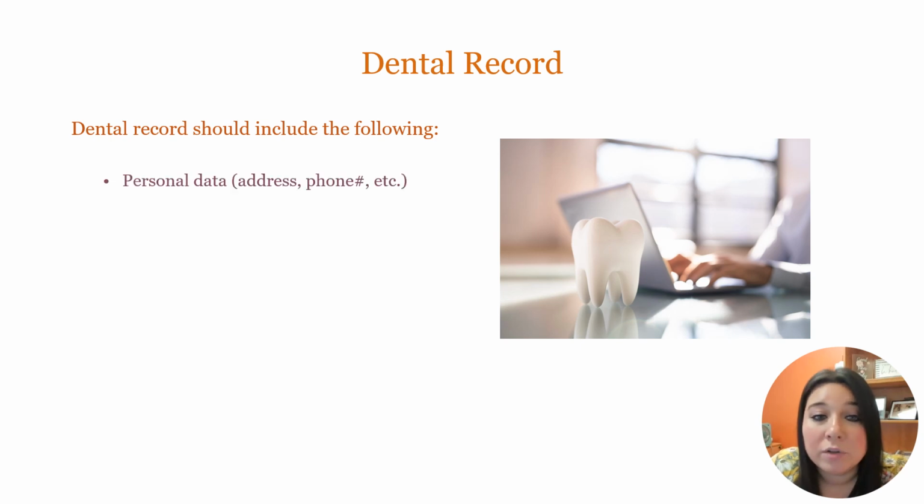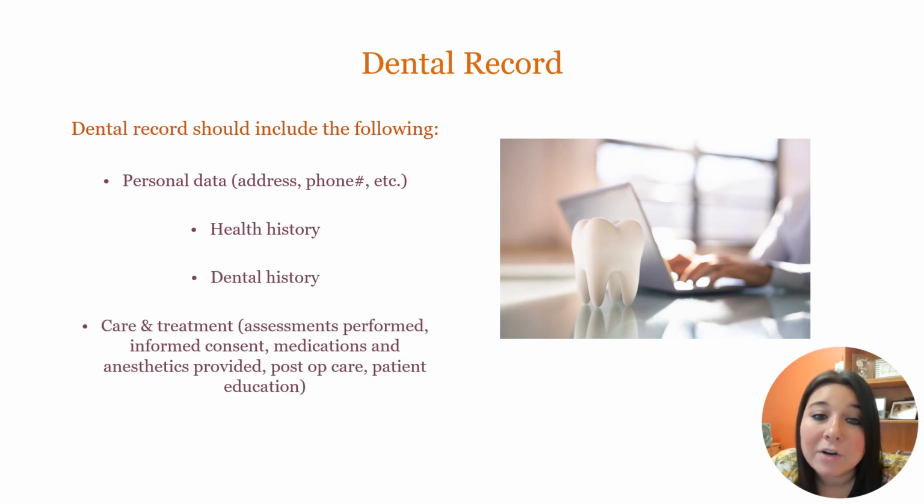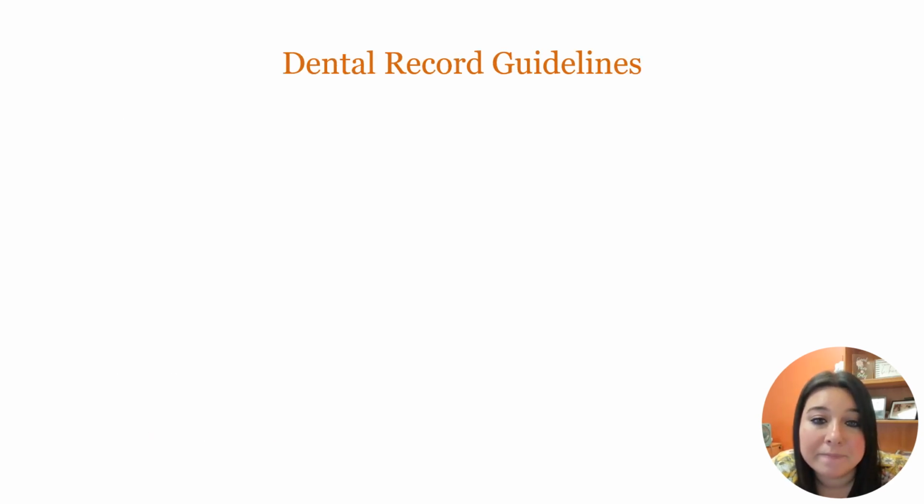Dental records should include the following: personal data, so their address, their phone number, ways to contact them, their health history, their dental history, care and treatment, so any assessments that were performed, anytime they give informed consent, we are providing them with medications or anesthetics when we're doing treatment on them, post-op care, post-op instructions, patient education, and then also any notes from conversations we may have with the patient.